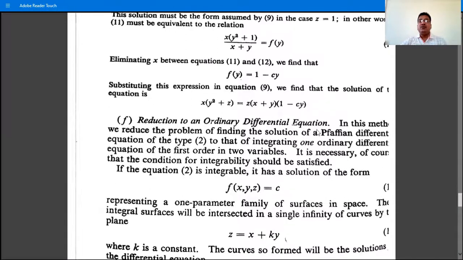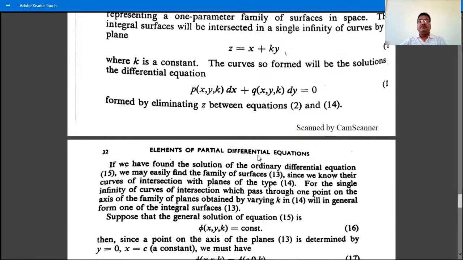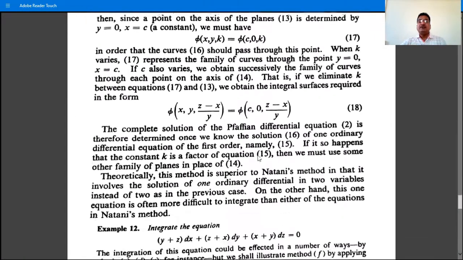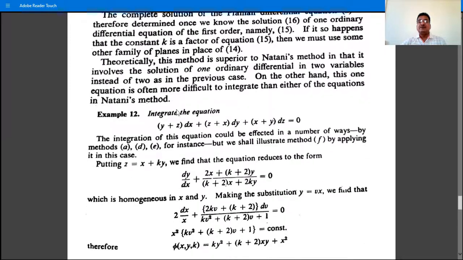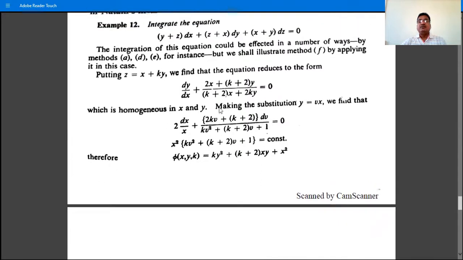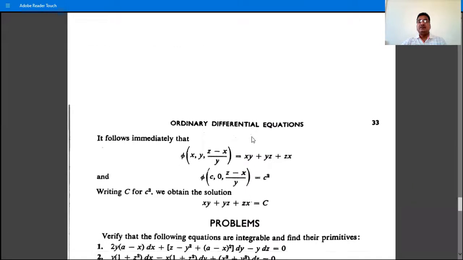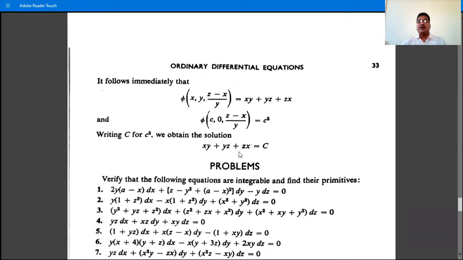Then reduction to an ordinary differential equation. So this is the PDF of your authorized textbook that is given in your syllabus. So integrate this: in order to solve this, z is equal to x plus ky, by using the method to reduce this example to an ordinary differential equation. So this is the answer. xy plus yz plus zx is equal to constant.